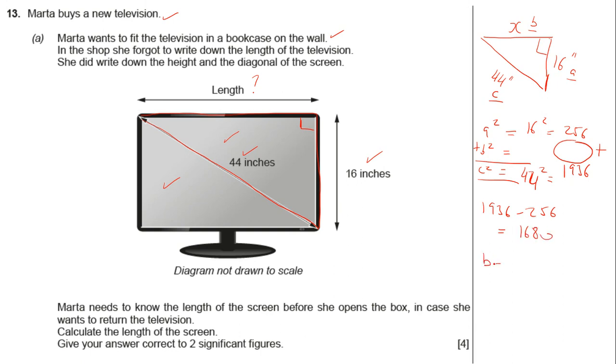Obviously, this is B squared here. You just get back to plain old B, root 1680 is 40.987 and so on. But to 2 sig figs, that's 41 inches. 2 significant figures. And with that, we are done.